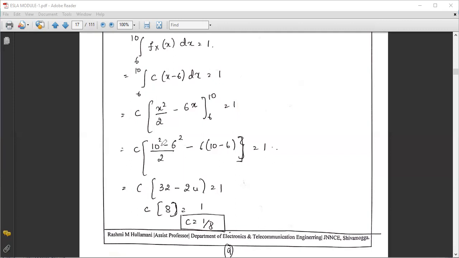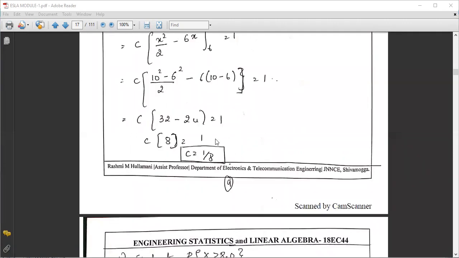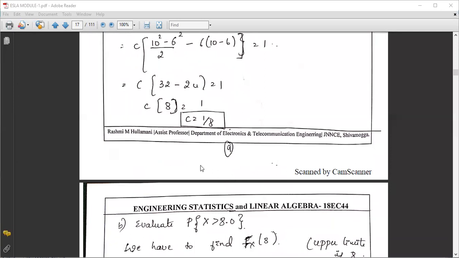100 minus 36 gives 64. 64 by 2 gives 32. 32 minus 6 into (10 minus 6) gives 4. 6 into minus 6 into 4, 24; 32 minus 24 equals 8. C into 8 equals 1. Therefore, the value of C is 1 by 8.